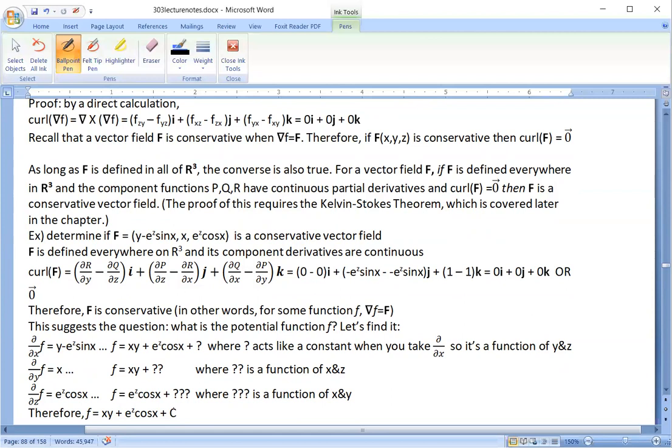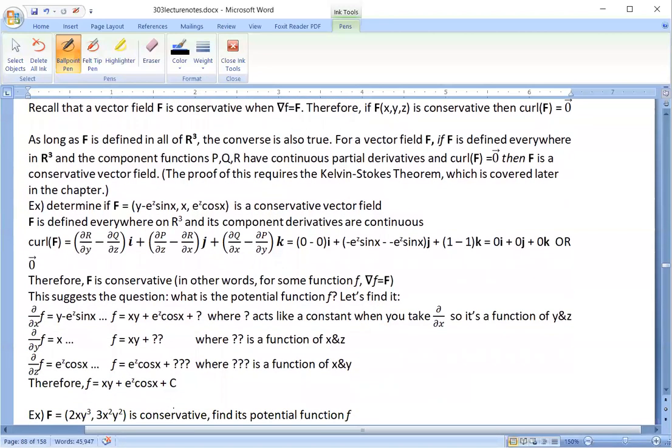Okay, so it's very important to pay attention to how these three answers zip together. I think of it as zipping together like a zipper, because not every vector field is conservative. Not every vector field has a potential function. So maybe this doesn't work. Let's take a look at another example.